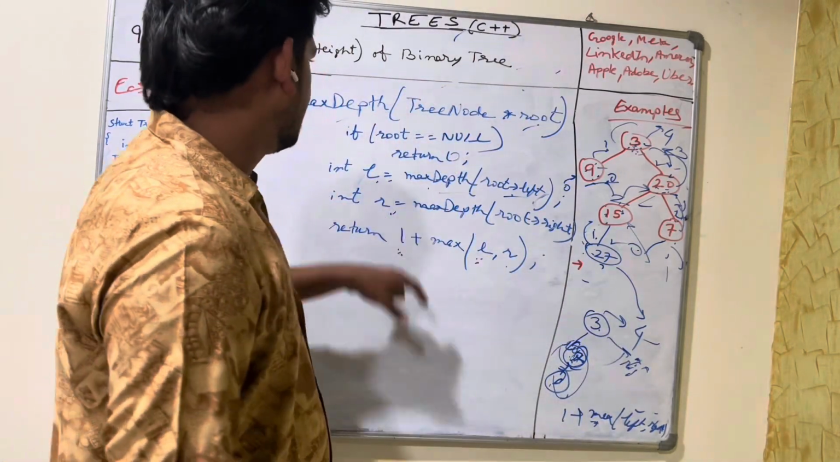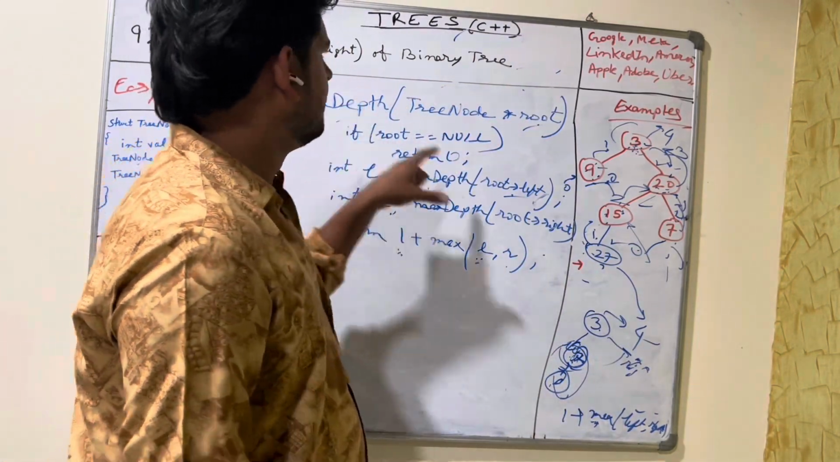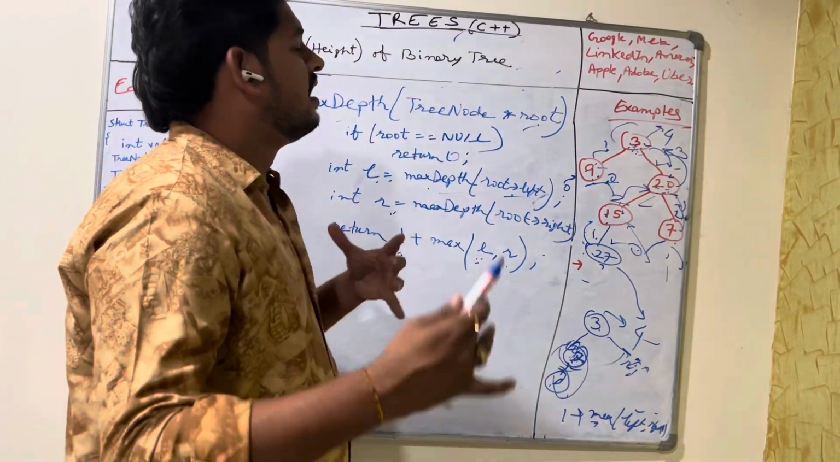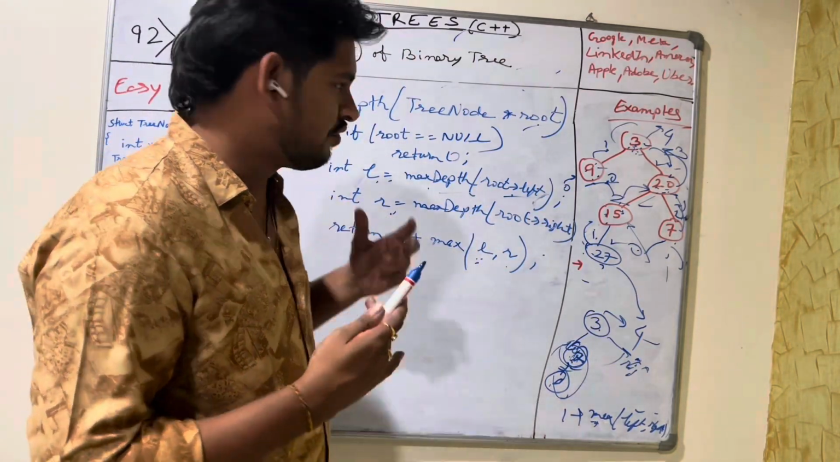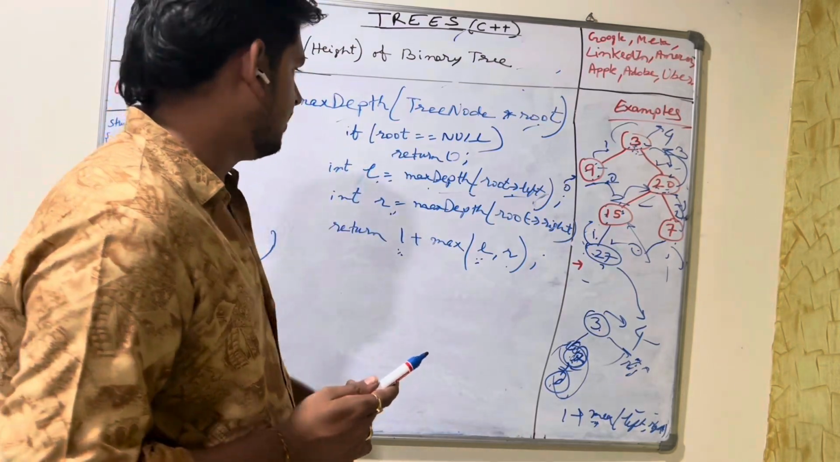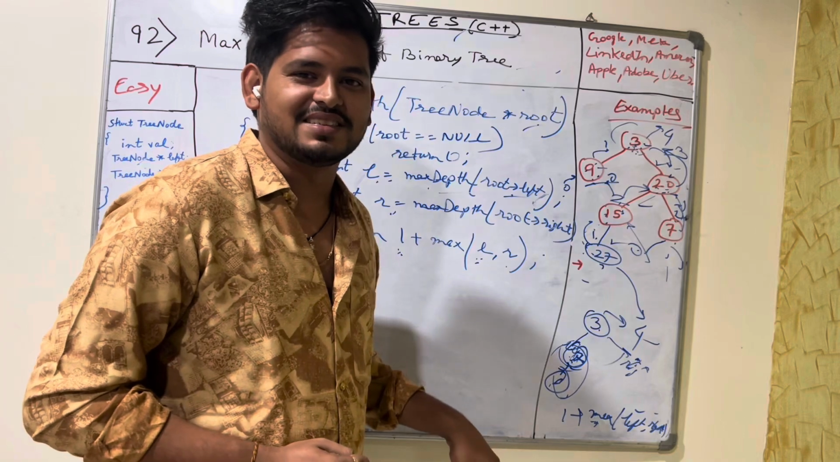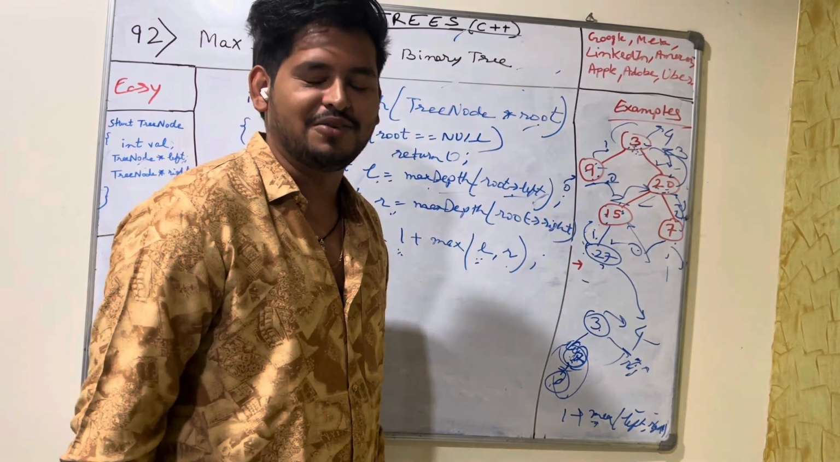In this way it will work. This is one of the useful functions. You need to use it in other questions that we solve for trees, because we might need the depth of the binary tree. Okay, so you need to have this in your mind. The link to the question is given in the description. Please try it yourself and then come to my code walkthrough section.